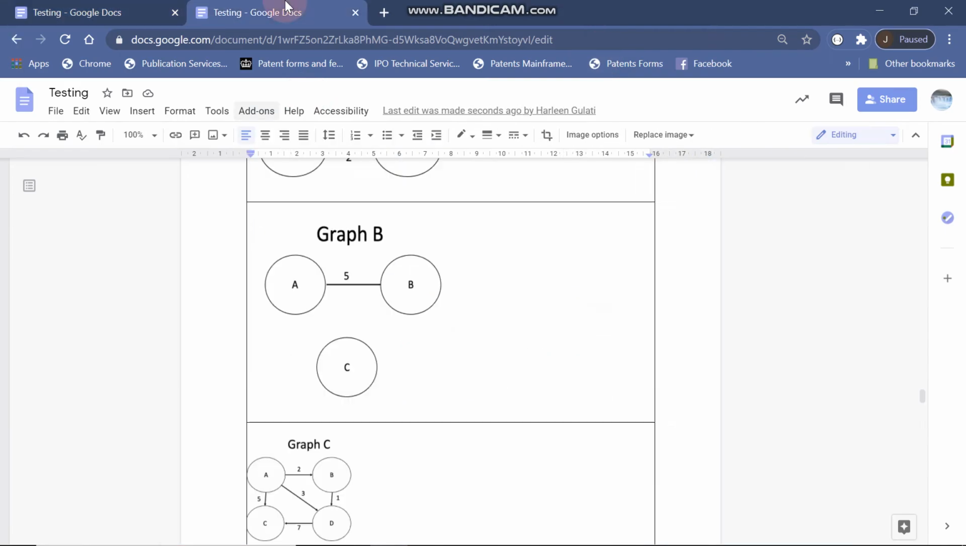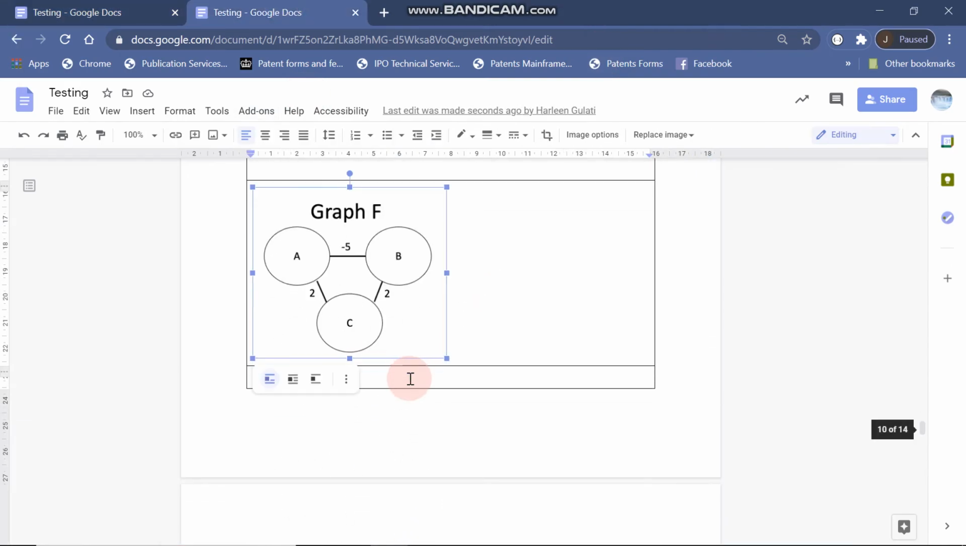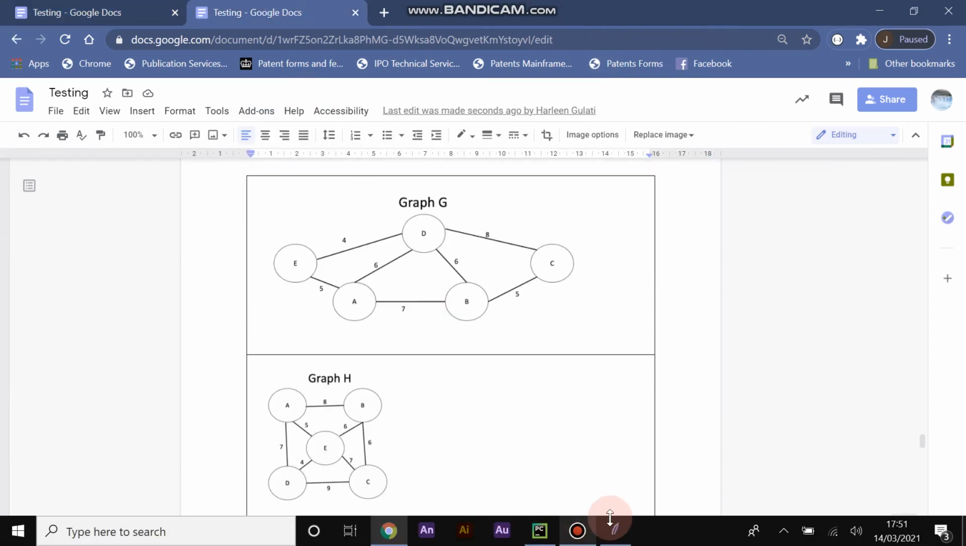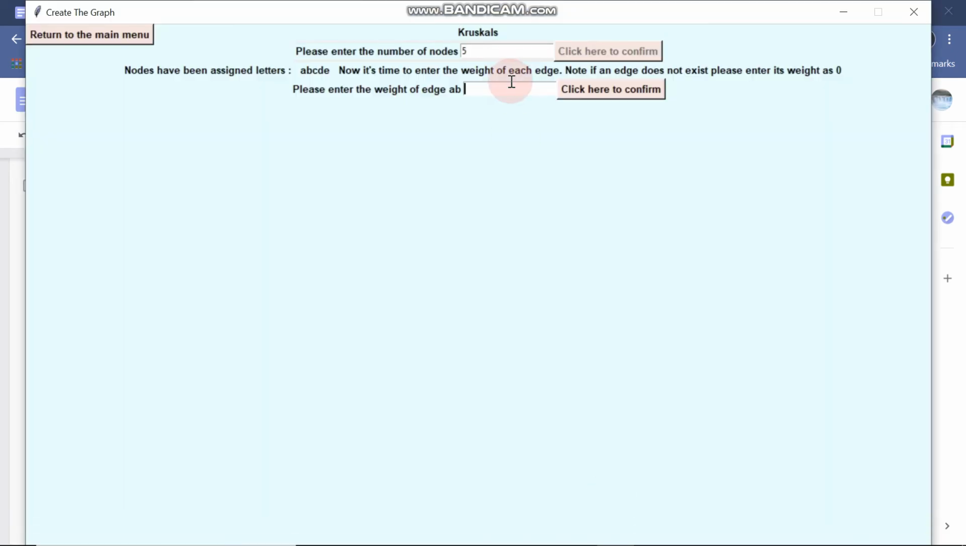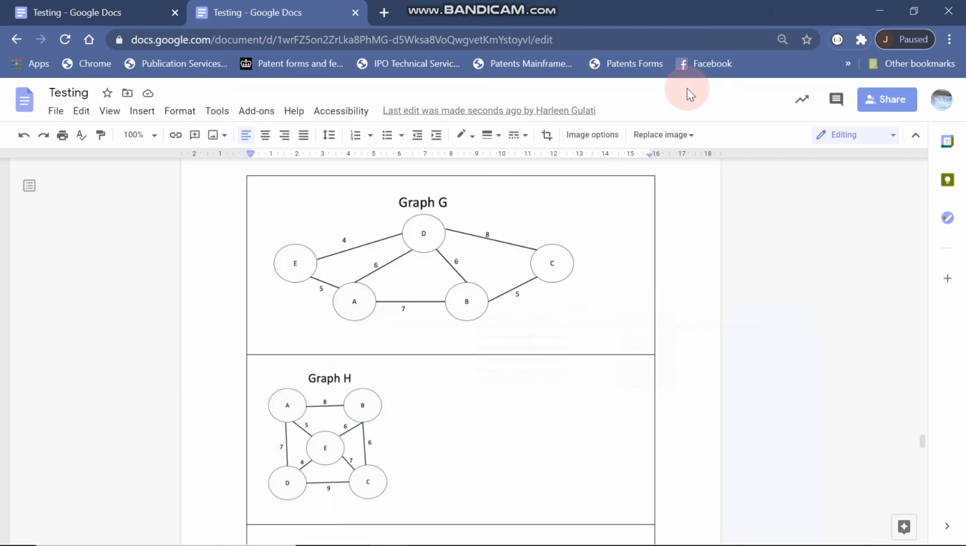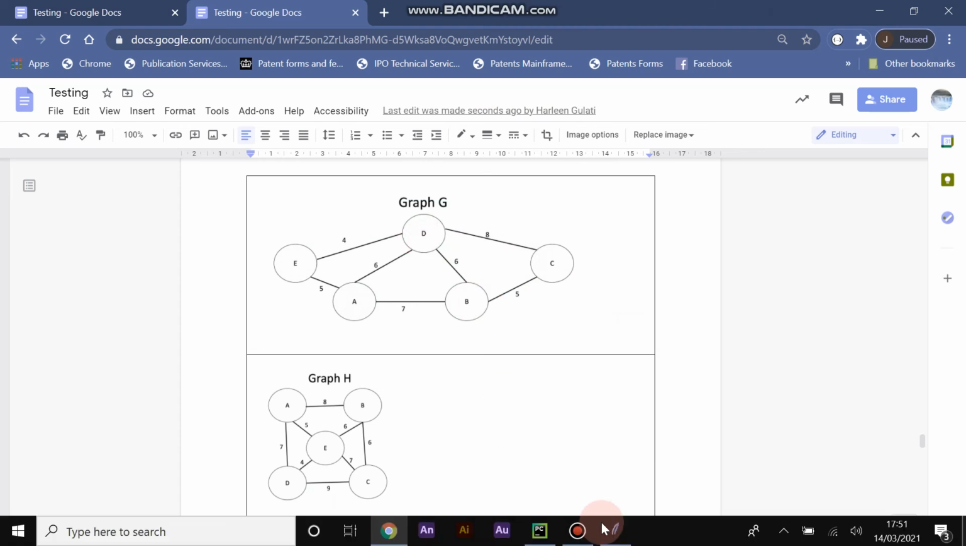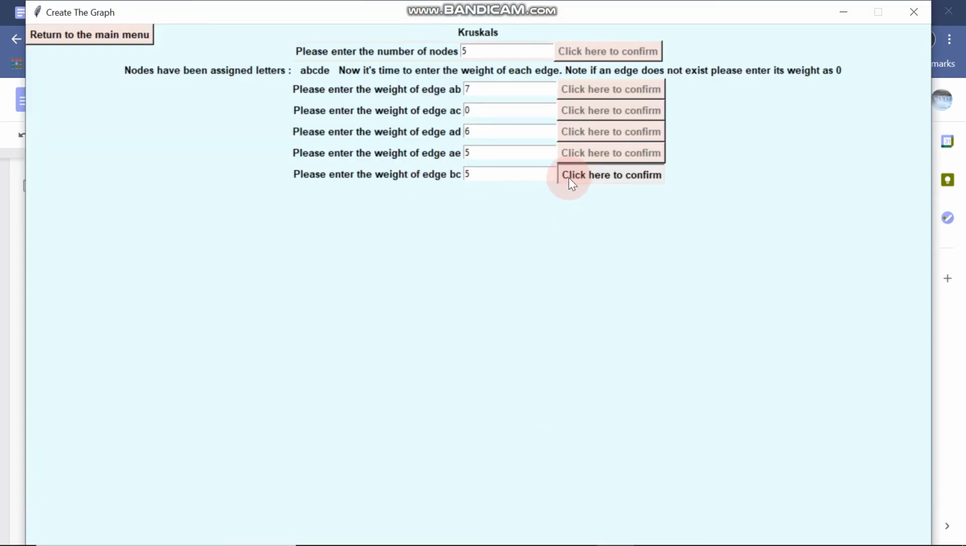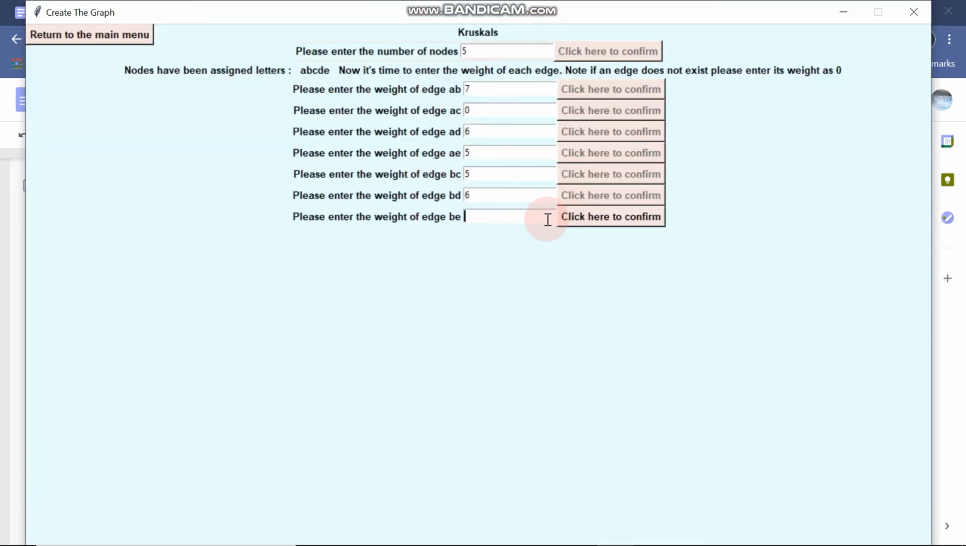5 nodes. Let me just, so 7065, then 560. I am slightly cautious of time here.